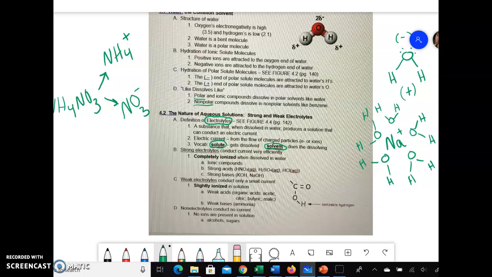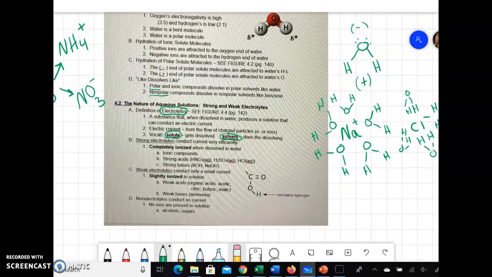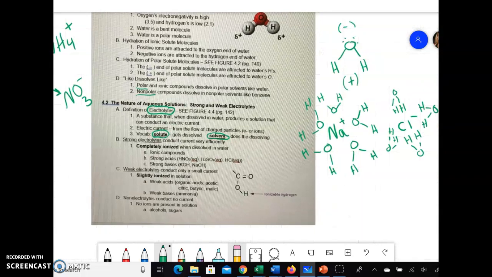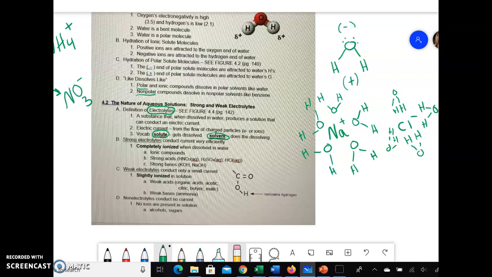So first of all, you have to do that hydration where you have the water surround the particles, and then it can conduct electricity. A big part of AP Chemistry is going to be determining the strength of these electrolytes. So notice there we have strong electrolytes, weak electrolytes, and then non-electrolytes. And these have to do with how well they break into ions.